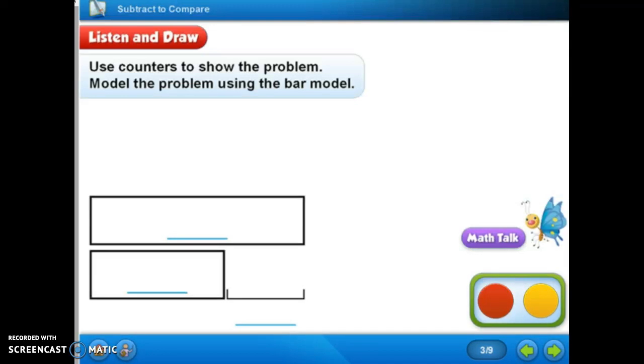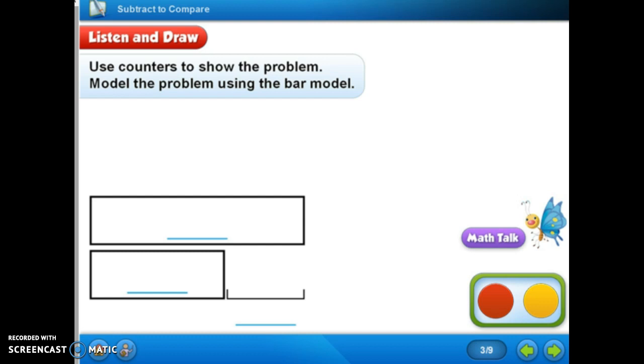Boys and girls. Today we are going to subtract to compare. We are going to use models to compare and subtract. Please turn to page 99 in your math workbook. Press pause, turn to page 99, and then push play. Okay, so you found page 99. Follow along with me as I read the problem.